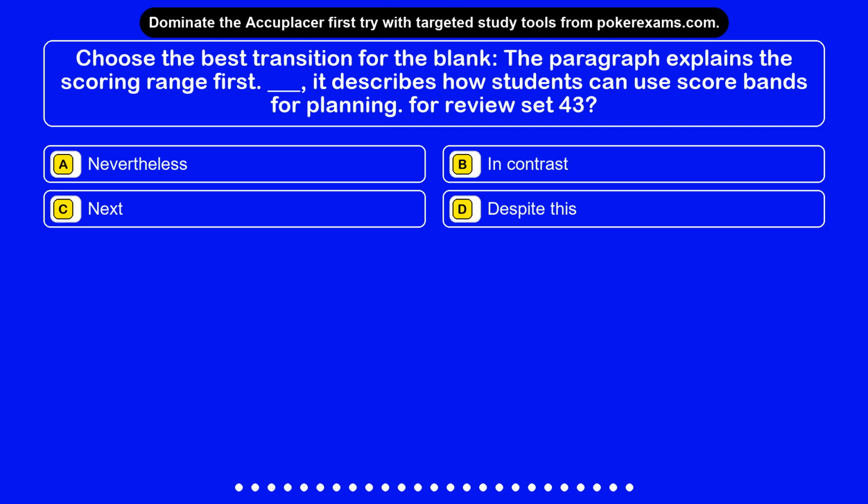Question 21. Choose the best transition for the blank. The paragraph explains the scoring range first. Blank. It describes how students can use score bands for planning. For review set 43. Option A. Nevertheless. Option B. In contrast. Option C. Next. Option D. Despite this.